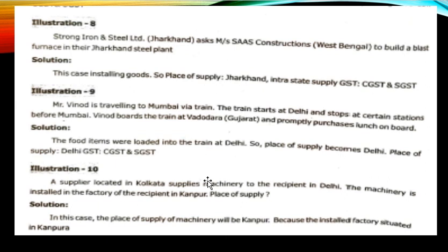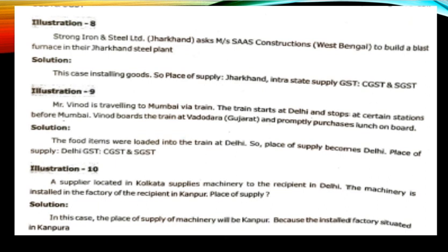So now in this case, installing goods. So place of supply, Jharkhand, intrastate supply. So GST will be CGST and SGST. So who's the supplier? Strong Iron and Steel Limited. So they are located in Jharkhand. They are asking SAS Construction, which is in West Bengal, to build a blast furnace in their Jharkhand steel plant.